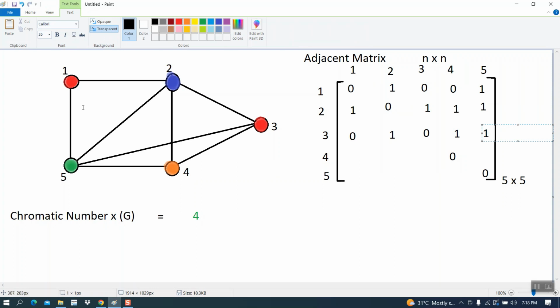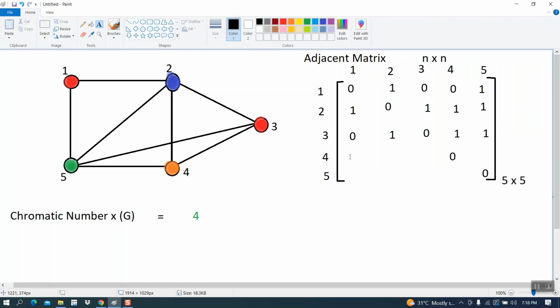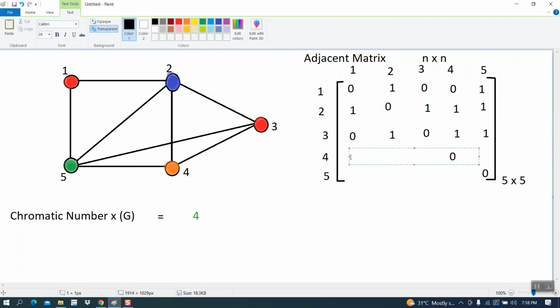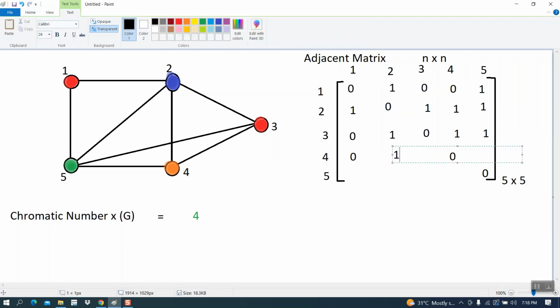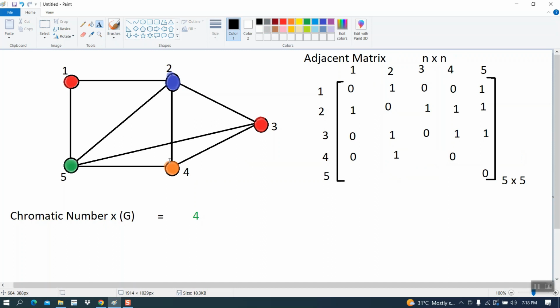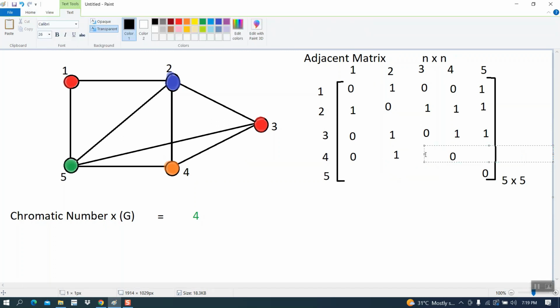4 to 1, we do not have any direct edge from 4 to 1, so we put 0 here. 4 to 2, yes, we have. 4 to 3, 4 can reach 3, we have one edge. 4 to 4, 0. 4 to 5, we have one edge.